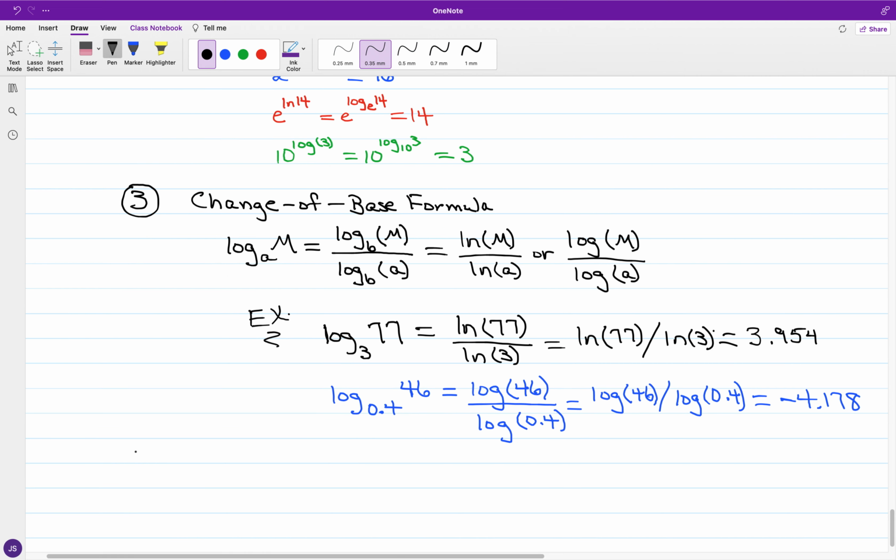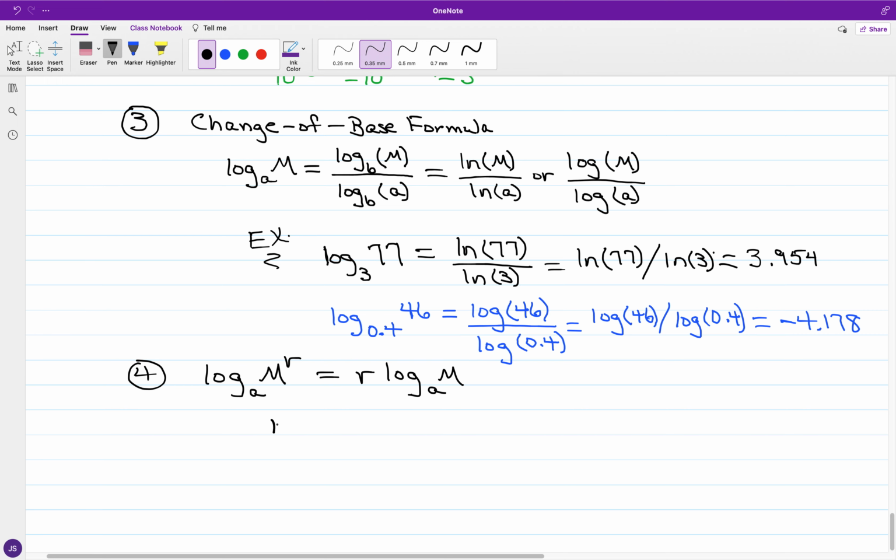Now with the remaining property, and this is also especially if you don't have a match between the logarithmic and exponential base. If I have the base a logarithm of m to the r, and this will carry over to the sum and difference formulas. If you have a raised power and you don't have a match between the exponential and logarithmic bases, you can convert that power to a coefficient. In this case, we have r times the base a logarithm of m.